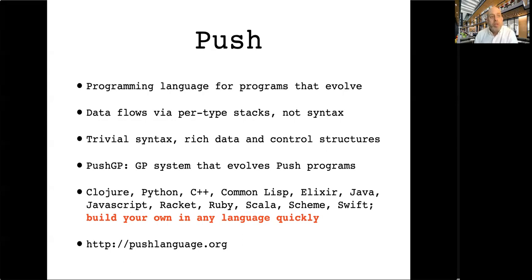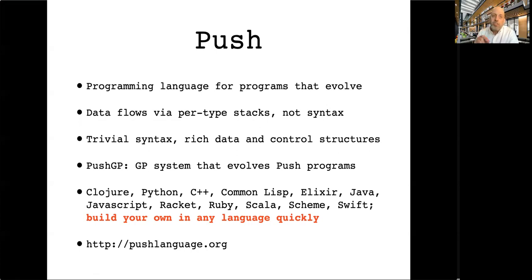Now, some of you may be familiar with other stack-based programming languages, like the Forth programming language. That's an old and important programming language in which there is a data stack that is used for communicating between instructions. The primary difference, maybe there are more than one, but the biggest difference between push and Forth and other stack-based languages is that in push, there is a separate data stack for each data type. And this is one of the things that's going to make push programs safe for random variation.